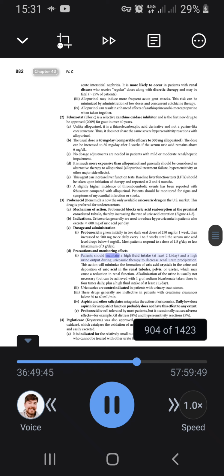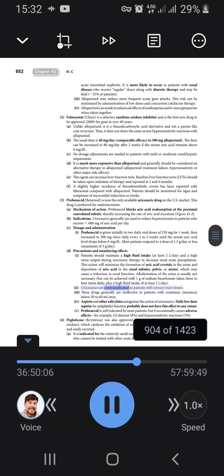Patients should maintain a high fluid intake, at least 2 L a day, and a high urine output during uricosuric therapy to decrease renal urate precipitation. This action will minimize the formation of uric acid crystals in the urine and deposition of uric acid in the renal tubules, pelvis, or ureter, which may cause a reduction in renal function. Alkalinization of the urine is usually not necessary, but can be achieved with 1 gram of sodium bicarbonate taken 3 to 4 times daily, plus a high fluid intake of at least 2 L a day.